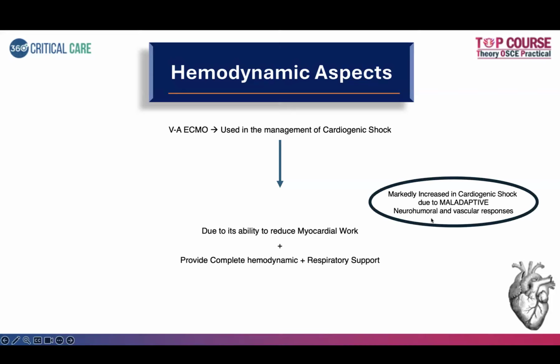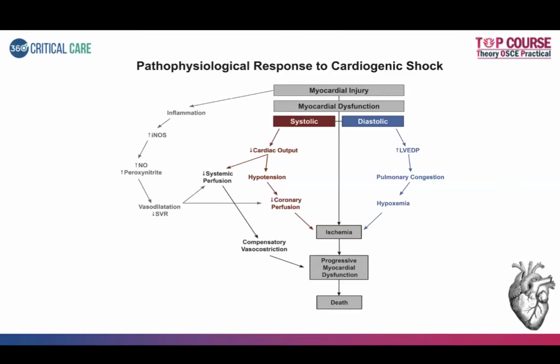Because myocardial work increases markedly in patients with cardiogenic shock due to maladaptive neurohumoral and vascular responses. So this flow chart is the pathophysiology of cardiogenic shock, and this needs to be memorized very well, because whether it is cardiogenic shock or ECMO management, the physiological basis for the initiation of ECMO is based on this. So just to revise this pathophysiology of cardiogenic shock, I just wanted to put this.